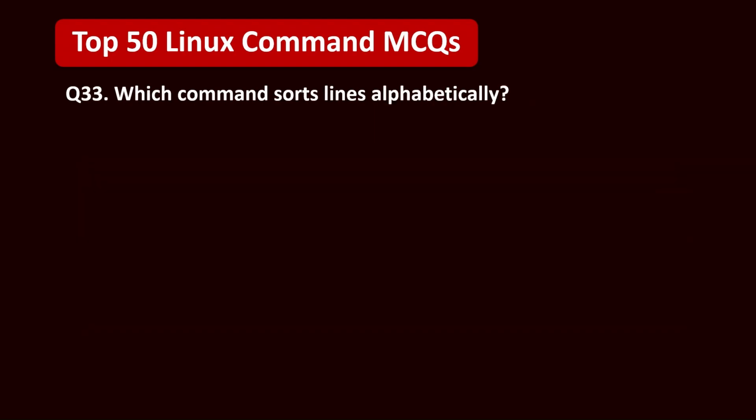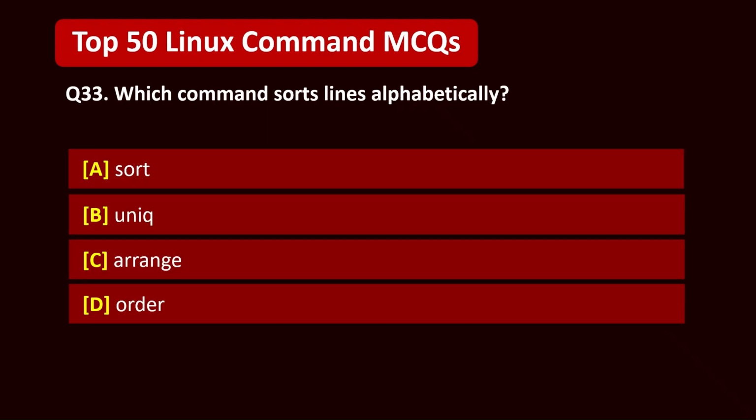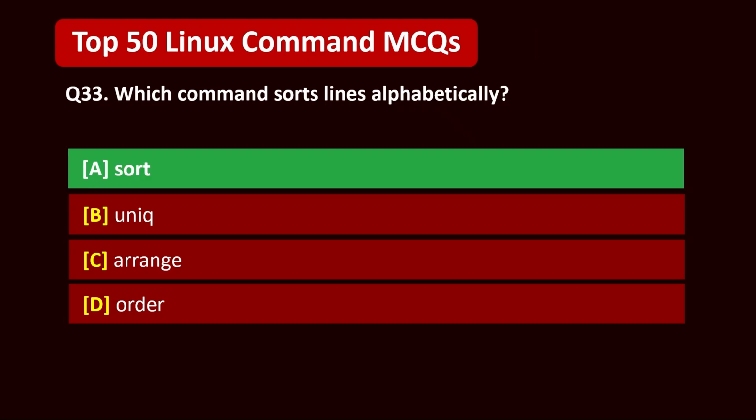Question 33. Which command sorts lines alphabetically? A, sort, B, unique, C, arrange, D, order. 5, 4, 3, 2, 1. Correct answer is A, sort.